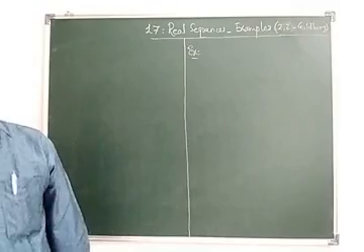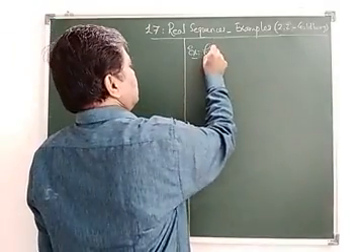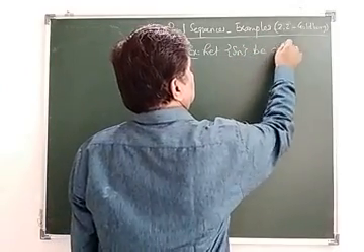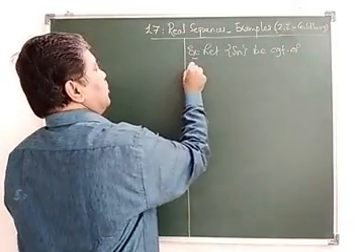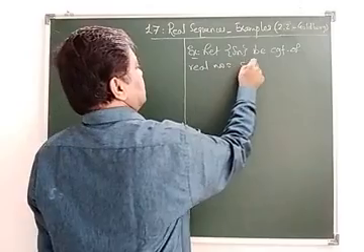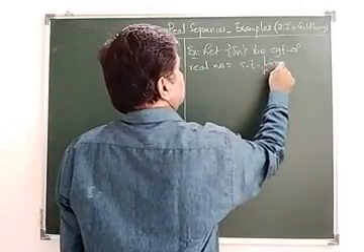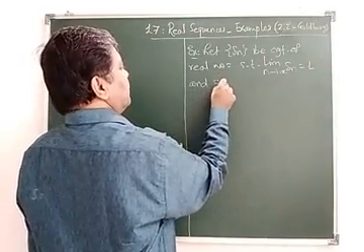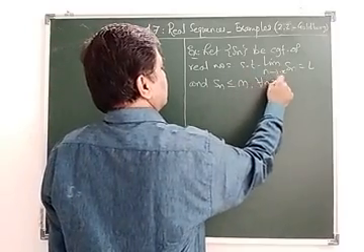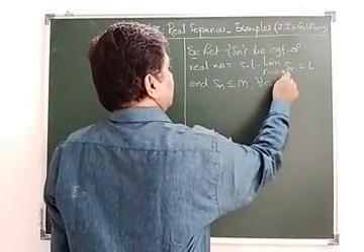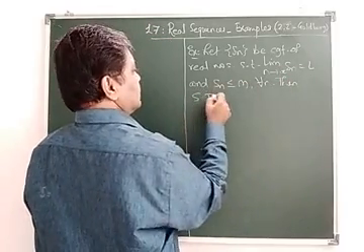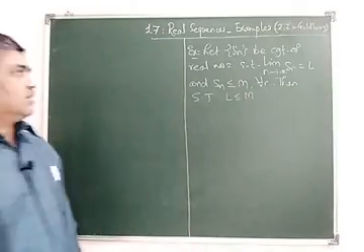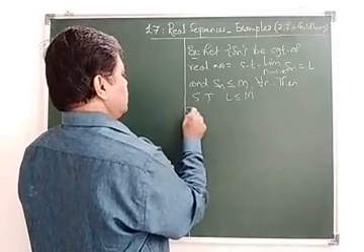Let Sn be a convergent sequence of real numbers such that the limit of Sn is equal to L, and Sn is less than or equal to M for every n. Then L is less than or equal to M. We'll prove that L is less than or equal to M. Solution.